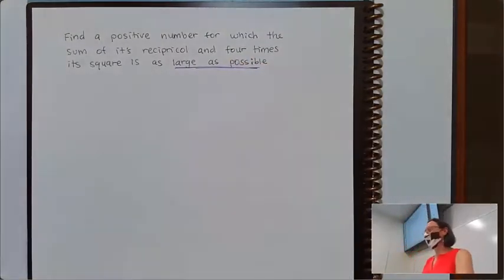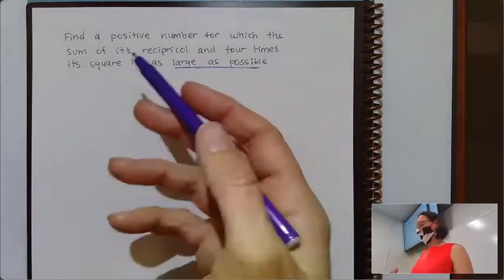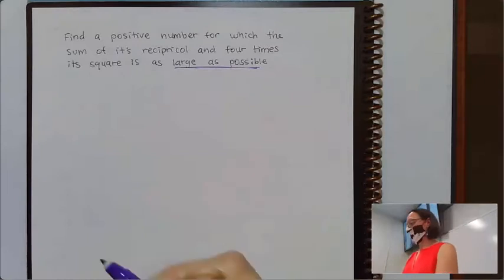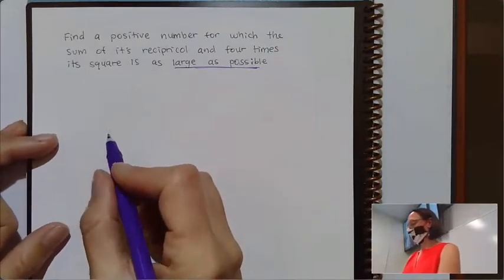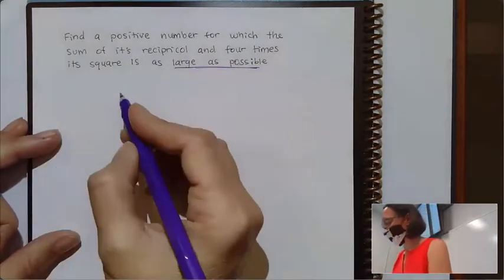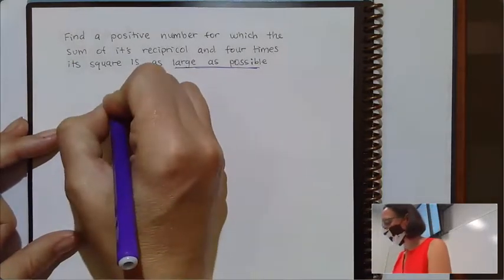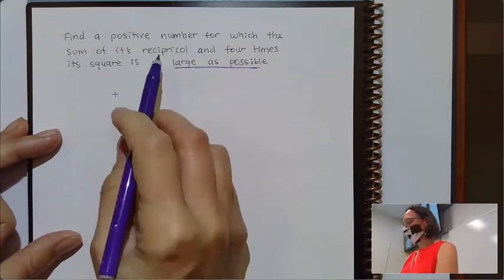Where do I start for finding an equation? I need an equation for this thing that it's telling me to make as large as possible. So I'm just going to start writing the pieces. The sum, so I know I'm going to have addition, of its reciprocal.